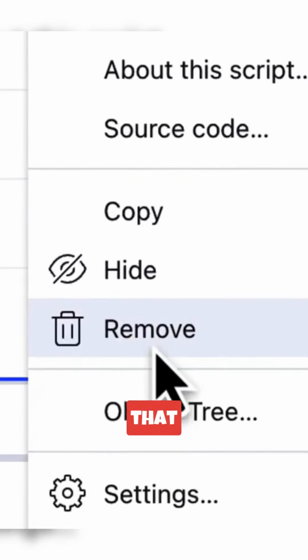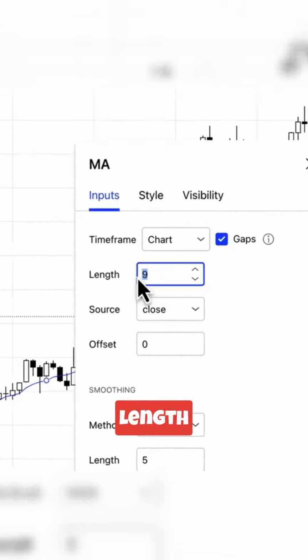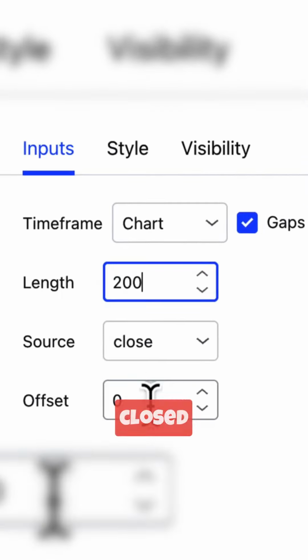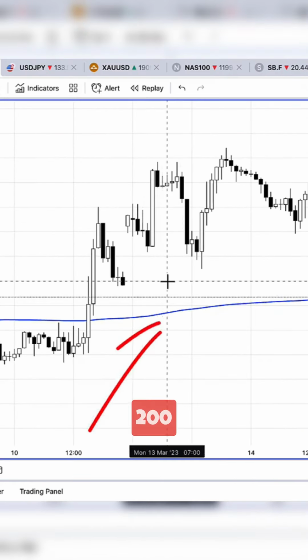You can change that to whatever you want. And I'm going to change that to the length of 200 hours. The source is the close, no offset. It's a simple moving average. That's why it says SMA. So now we have a 200-hour moving average on our Euro US dollar chart.